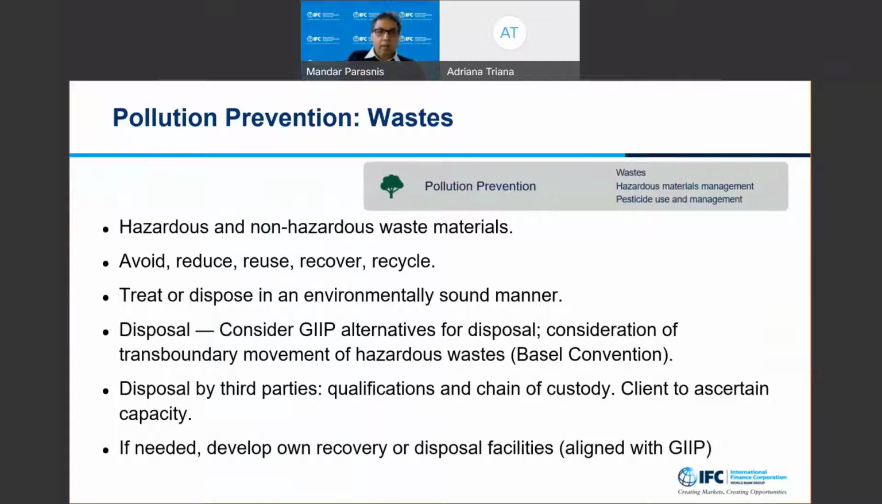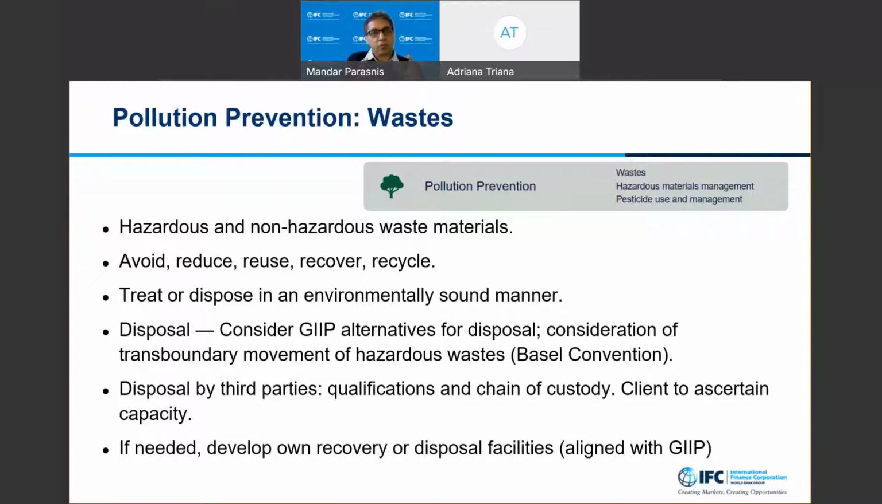If we go to the next one, we talked about it when we are looking at the waste, all types of hazardous, non-hazardous waste materials, try to avoid to the extent possible, if not reduce, reuse, recover, and recycle, 3 Rs, 4 Rs, 5 Rs, whatever we call this. The important part is also to treat and dispose in an environmentally sound manner. For disposal particularly, try to look at the GIIP alternatives for disposal.